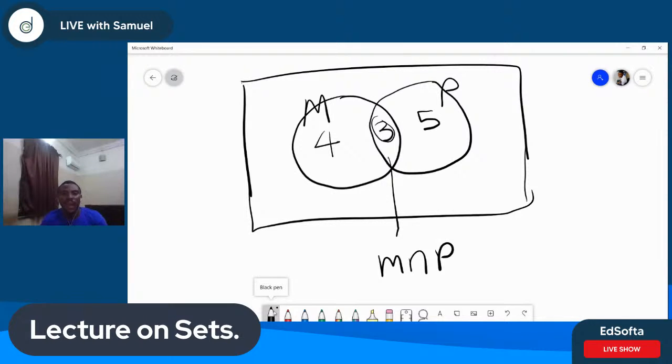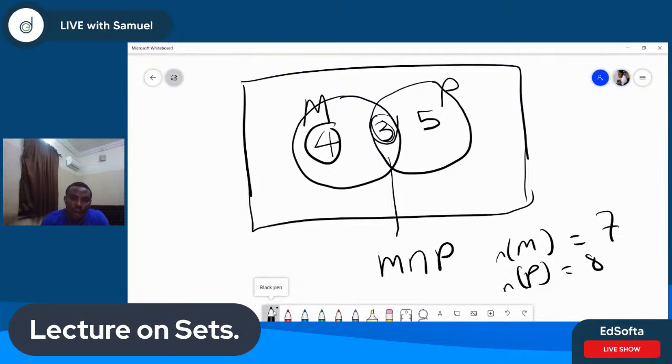So in this case, if they ask us the number of people that are doing maths, our answer will be 7. Why? Because it will be 4 plus what? The 3 people here, because they are doing maths. The number of people that are doing physics will be what? 8, because it will be 4 plus the 3 here, because they are doing physics. 5 plus 3 here, because they are doing physics.